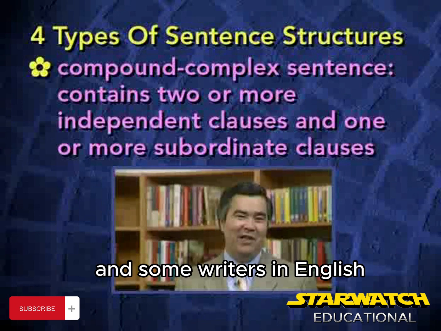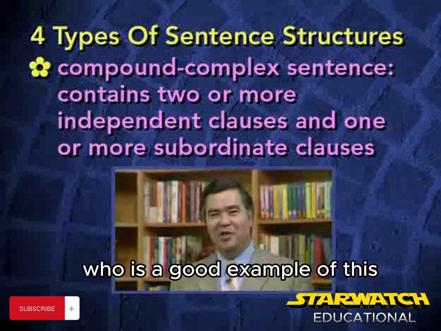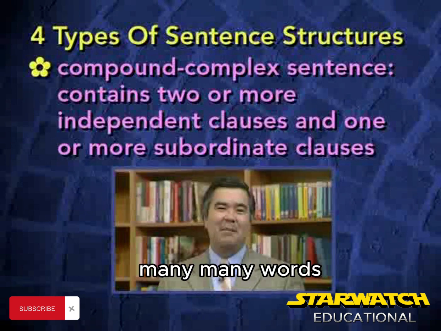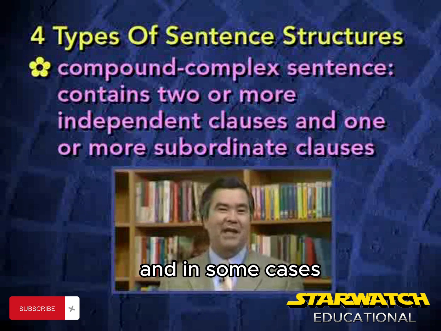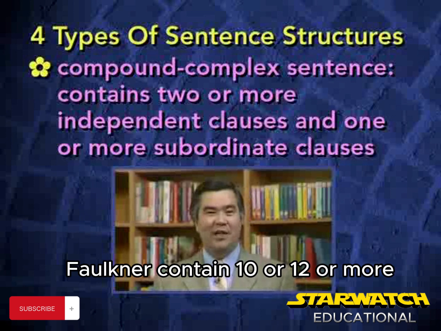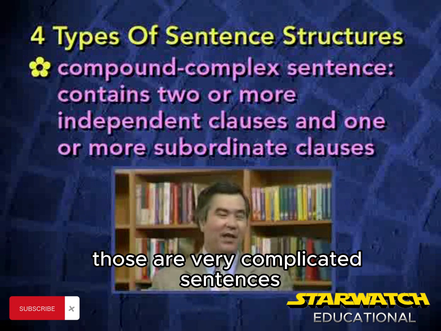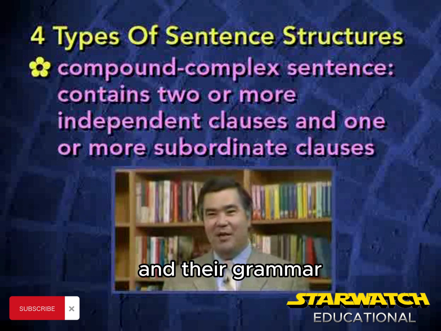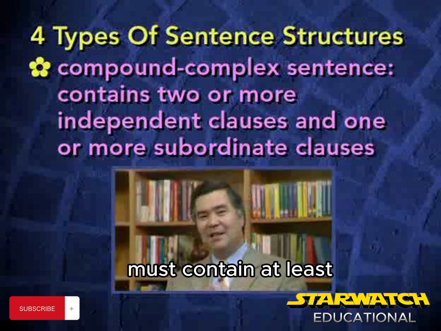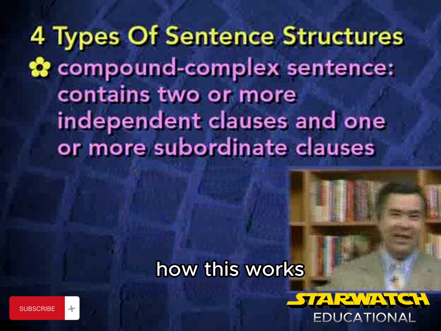And some writers in English, William Faulkner is a famous novelist who is a good example of this. Some writers in English write sentences that go on for many, many words, and in some cases, even a page or more. And some of the sentences in William Faulkner contain 10 or 12 or more separate clauses. Those are very complicated sentences, and their grammar is very difficult to untangle. But a compound complex sentence must contain at least 3 clauses. Let's take a look at an example, and we'll see how this works.